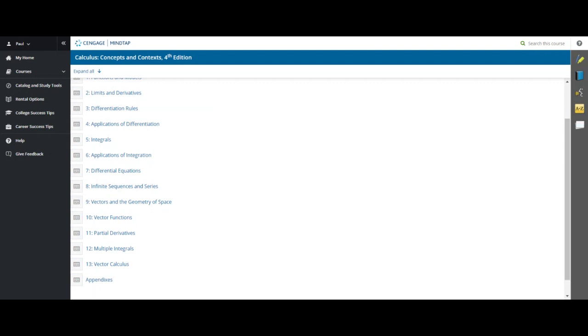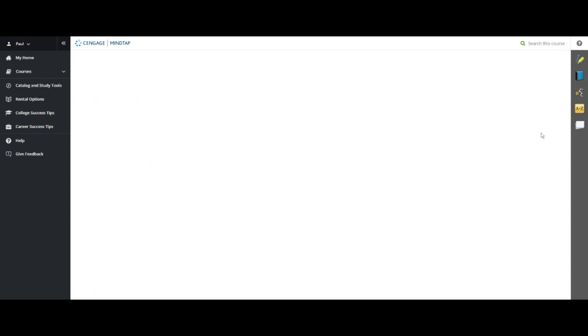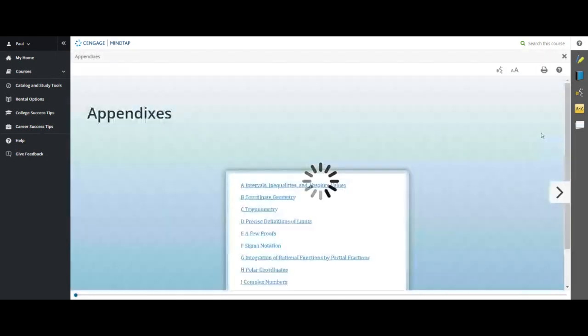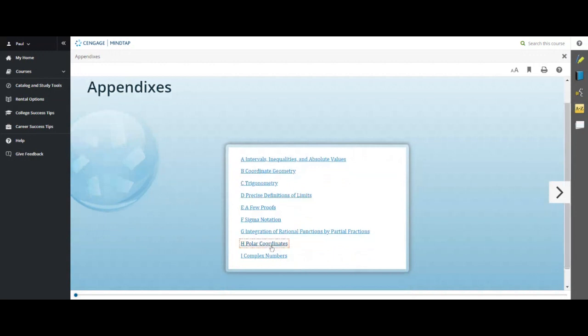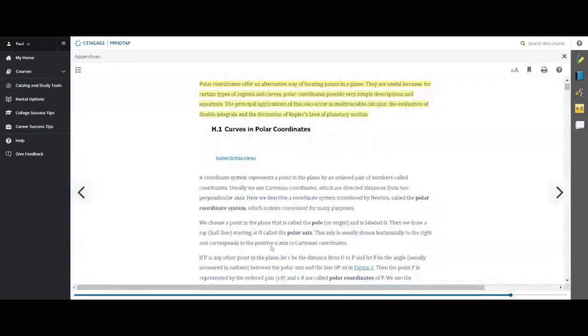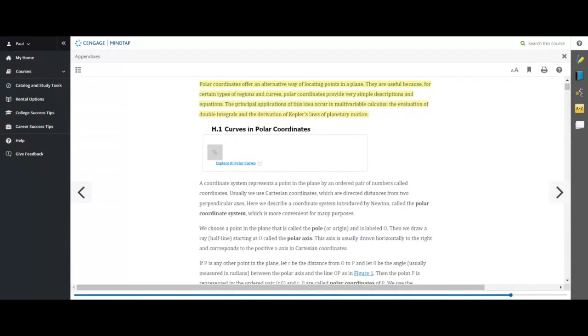So let me go ahead here. At the bottom of your ebook, there's a thing for appendices, and that's what I'm going to click on here. I'm going to click on appendices, and I'm going to find Appendix H, polar coordinates. Okay, and we're here.